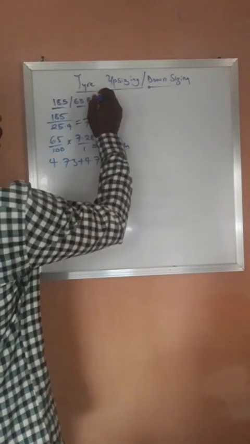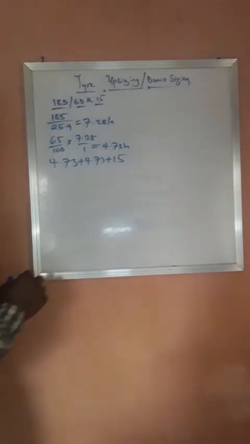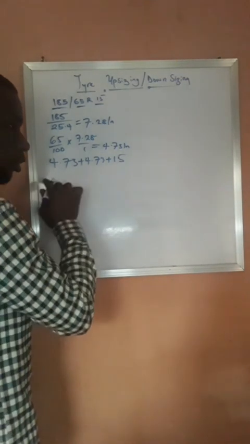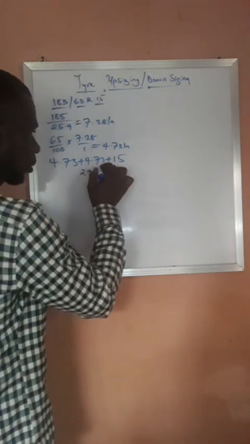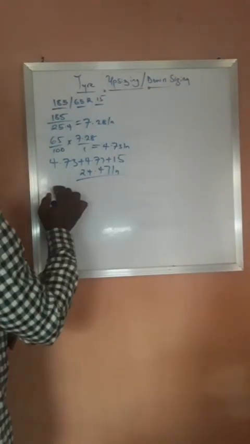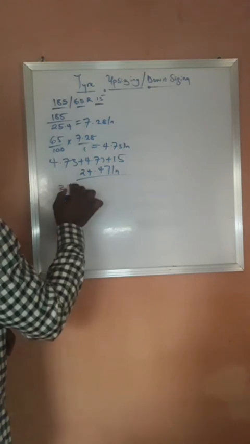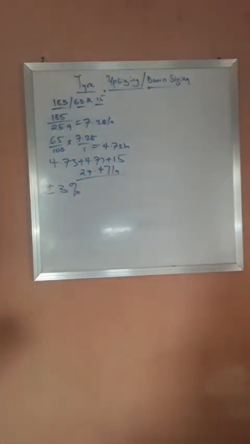So the total length of your tire is 4.73 plus 4.73 plus the rim, 15. When you add this, it is going to give you 24.47 inches. Now, as we said before, the maximum permissible length change is 3%, plus or minus.